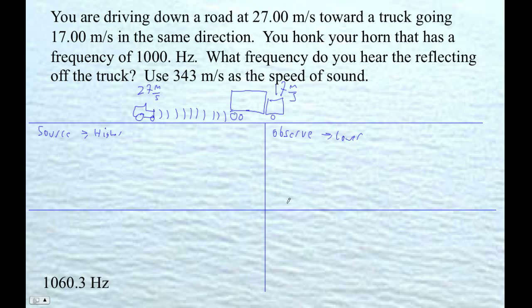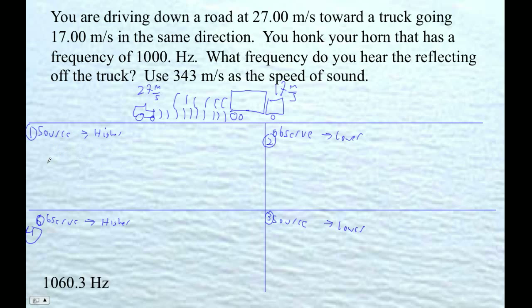Then this becomes a source, at a lower frequency. And then as that reflection comes back off the truck, we're going to observe it at a higher frequency. Okay, so we're going to do this, then we're going to do this. Doesn't matter what order you do them in, but this is what makes sense to me. And then the fourth. So source, we're going to do source for higher.